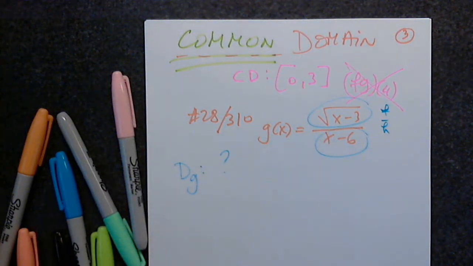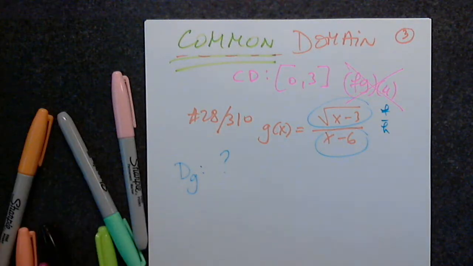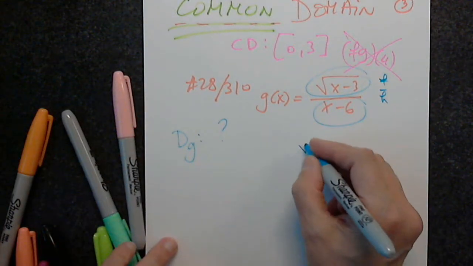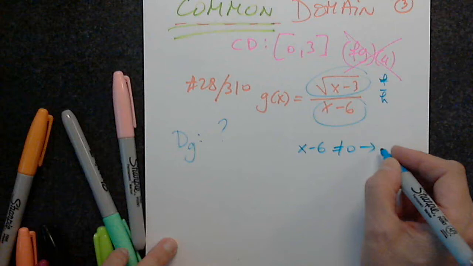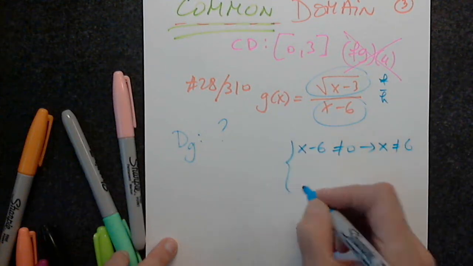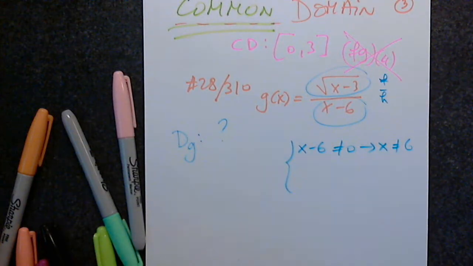What do I need to write before I even attempt to find the domain of this function? What do you think we have to write? Excellent. That's our first condition. x minus 6 cannot be 0, and of course x cannot be 6. Excellent. That's our first condition.